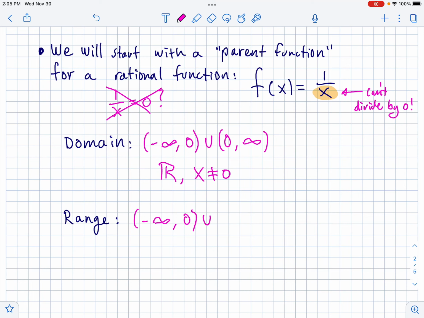So the range is actually the same thing: all negative numbers up to 0, but not including it, and then 0 up to positive infinity. Another way to say this is that it's all real numbers, but y cannot be equal to 0. Sometimes they put curly brackets around that. Terrible curly brackets. Oh, I'm getting better. Here, we'll just fix that.